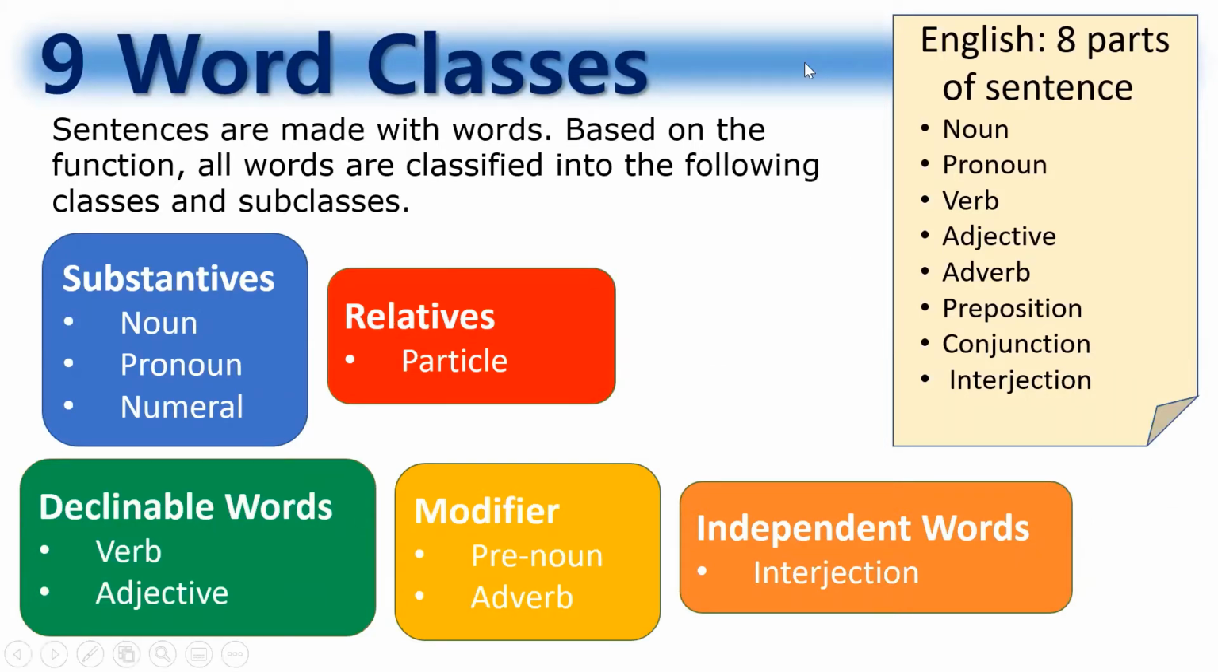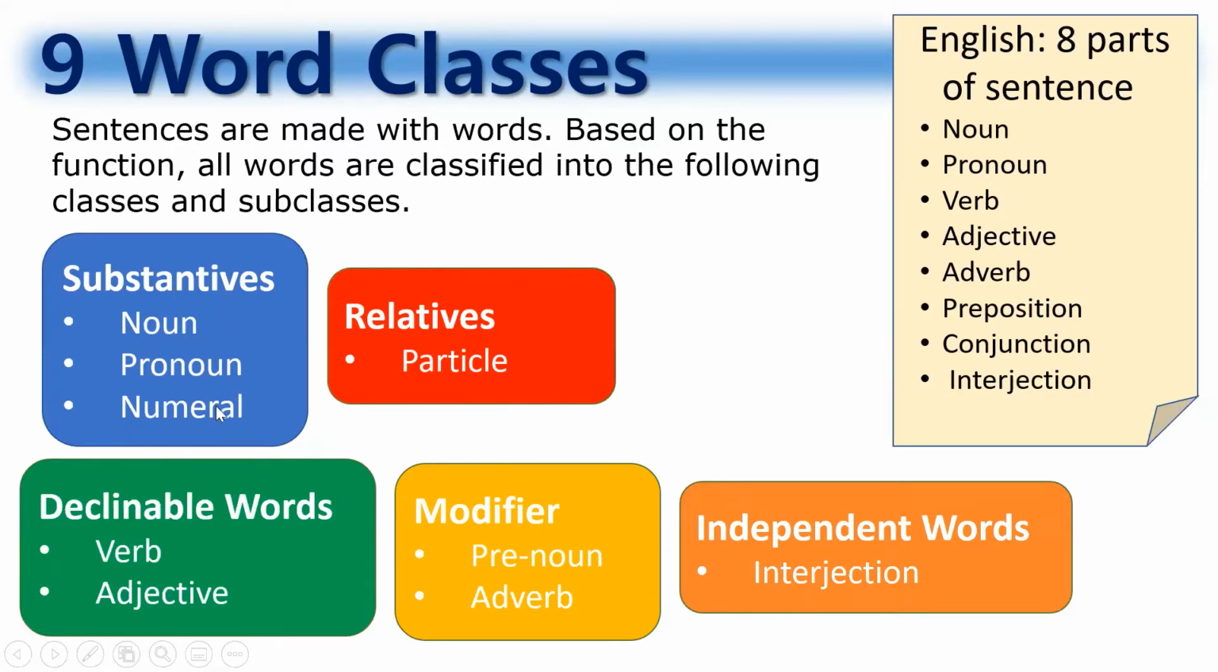English has 8 sentence elements, or parts of speech or parts of a sentence. They are noun, pronoun, verb, adjective, adverb, preposition, conjunction, and interjection. And I assume you are pretty familiar with these concepts. And in Korean also we have similar things, and we can divide them into 5 subgroups, and altogether we have 9 elements or word classes. Let's compare a little bit with the English elements.